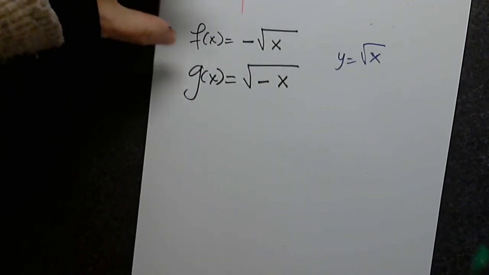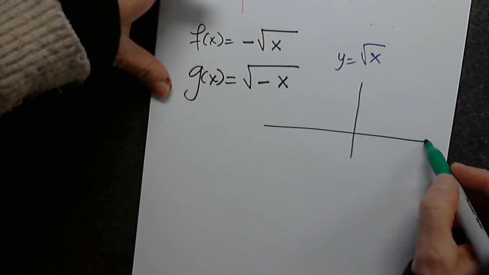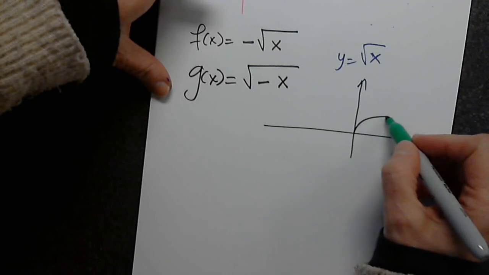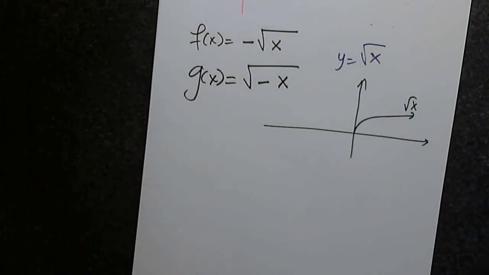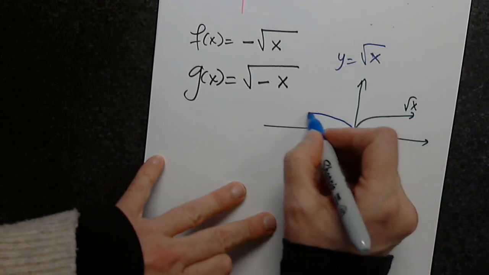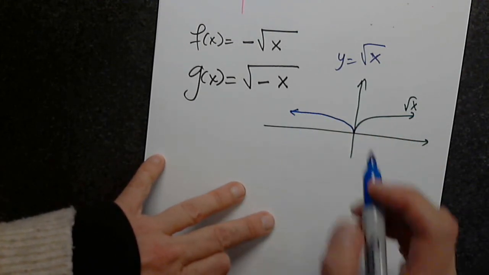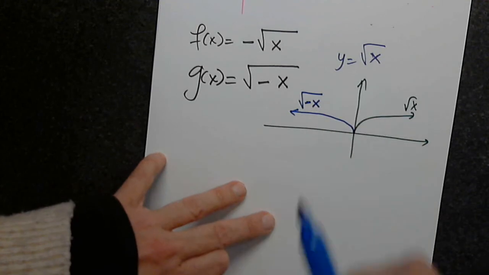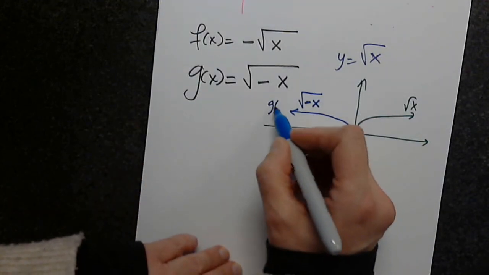So let's graph the square root of x. So here's the base function, the square root of x. And then you told me to reflect with respect to the y-axis. And this is the square root of negative x. And that's g of x.